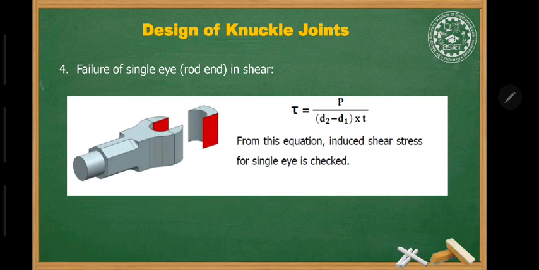Fourth step is failure of the single eye in shear. Due to the shearing action, this single eye will fail in this way, that is, again this is the shaded area. So we have to calculate this shaded area. For this shaded area I am going to show one figure.